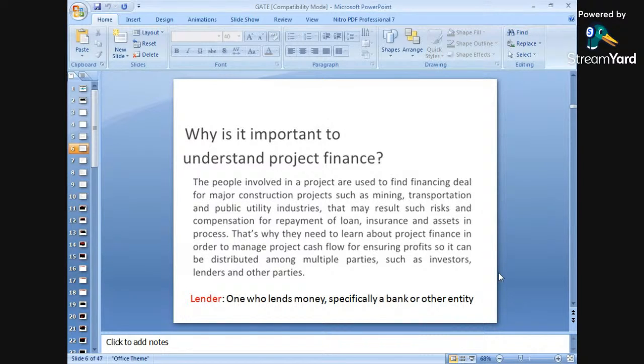Is it important to understand project finance? Why is the project financing part having such a vital role nowadays? The people involved in the projects are used to finding financing deals for major construction projects such as mining, transportation, and public utility industries that may result in such risk and compensation for repayment of the loans. At one end, the contractor will invest the amount required for construction of work, and on the other hand, the returns will be taken care of from the persons who are using that particular type of structures. So this is nothing but the project financing part. It has been taken care of nowadays.